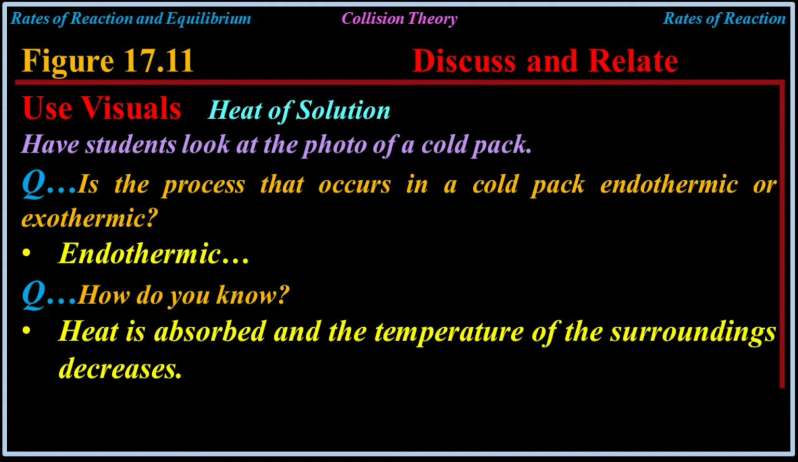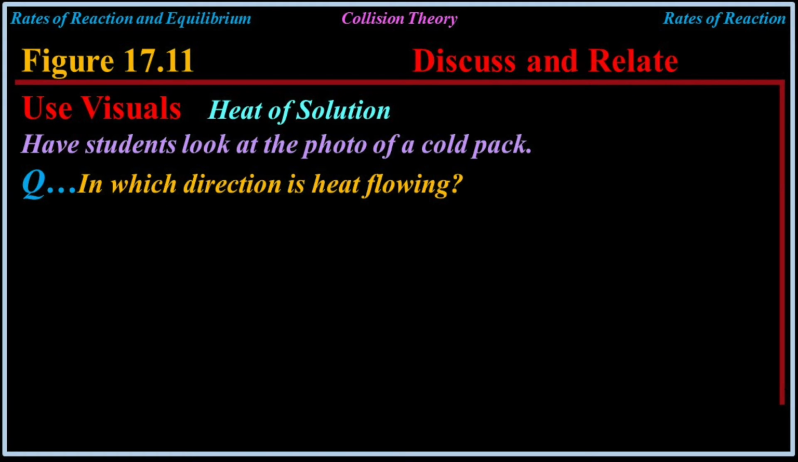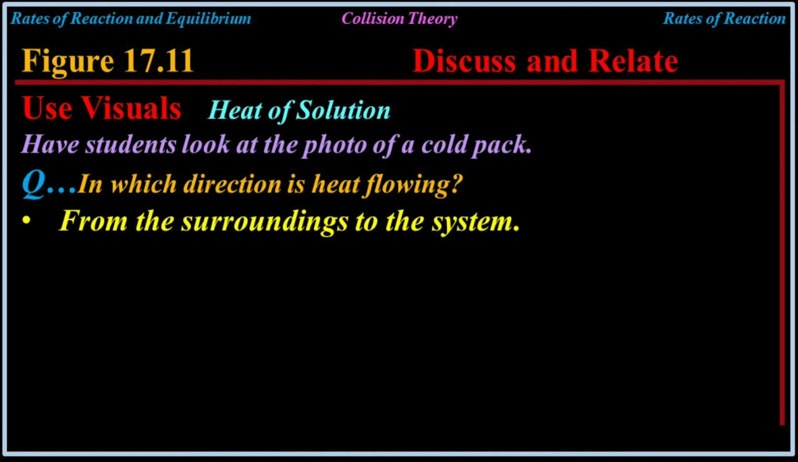How do you know? Heat is absorbed and the temperature of the surroundings decreases. The surroundings is where you're applying the cold pack to. If it's your leg, then the surroundings is your leg, and you're warming the system using heat from your body. When heat leaves your body, that feels cold. So you're heating the system using the surroundings, and your surroundings is your leg. In which direction is heat flowing? From the surroundings, your leg, to the system.